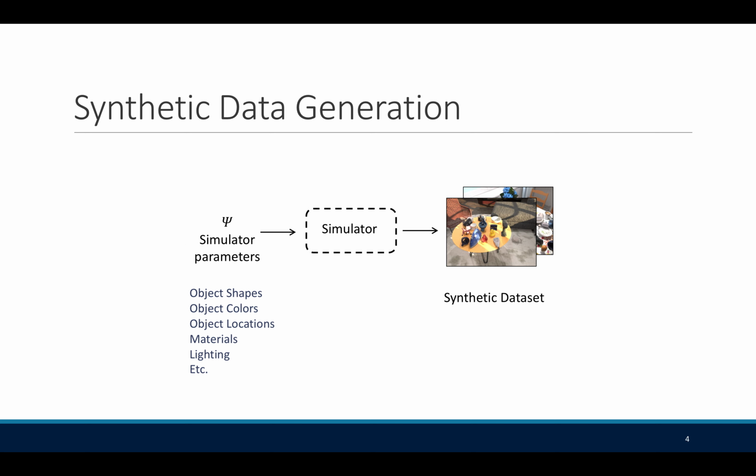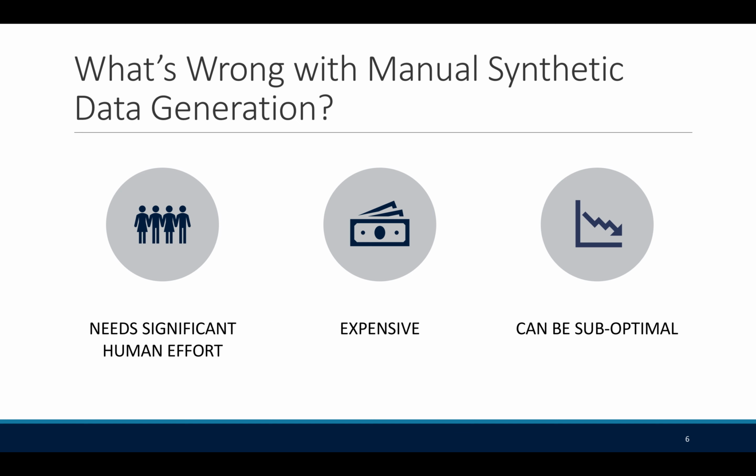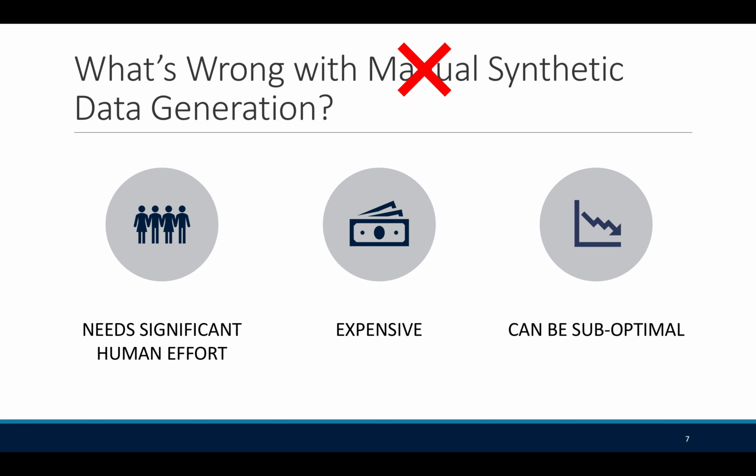Simulation requires setting many parameters like object and scene properties, for example, object shapes, colors, locations, and materials, lighting, etc. These are generally set by human experts. But this manual synthetic data generation needs significant human effort. Furthermore, it is expensive and the data generated can be suboptimal. So, can we come up with an alternative to manual synthetic data generation?